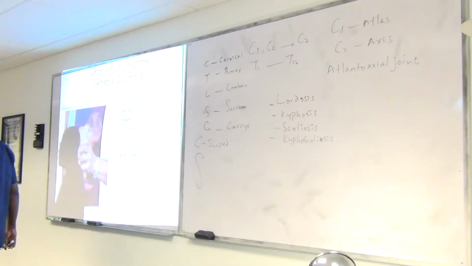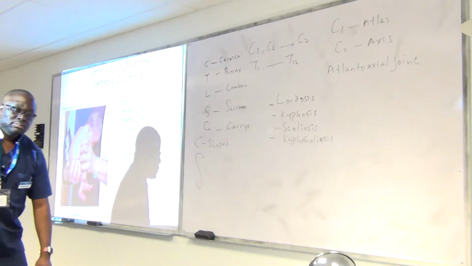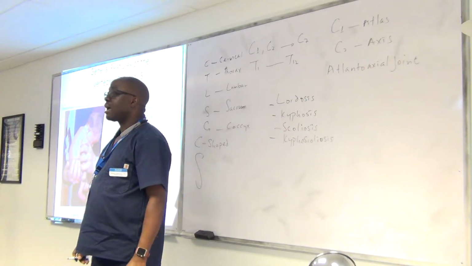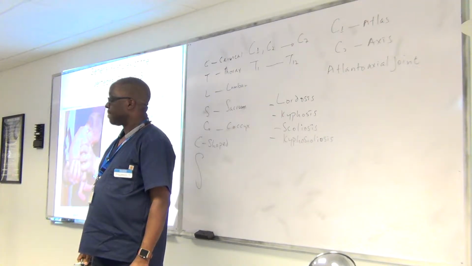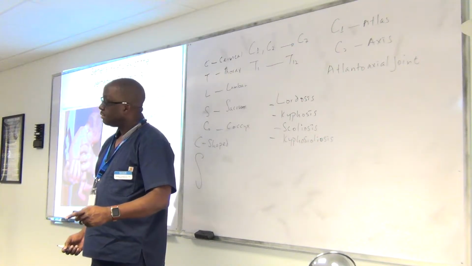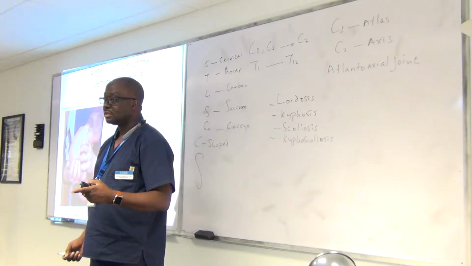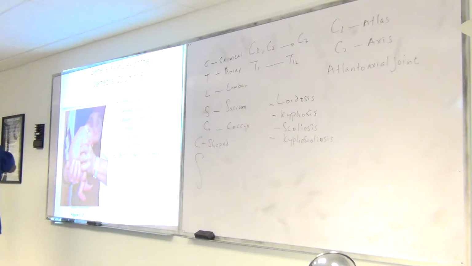So we have kyphoscoliosis, which involves what? It's not just hunchback. It's both together. Scoliosis and kyphosis. Exactly. Which means exaggerated curvature and the lateral bending of the spine.